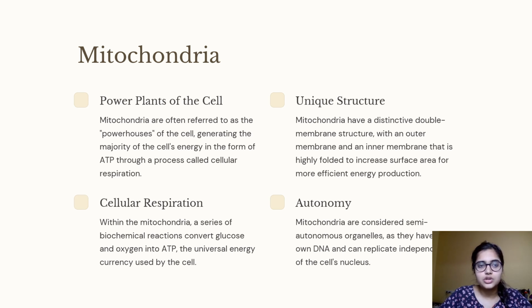Unique structure: mitochondria have a distinctive double membrane structure with an outer membrane and an inner membrane that is highly folded to increase surface area for more efficient energy production. Autonomy: mitochondria are considered semi-autonomous organelles as they have their own DNA and can replicate independently of the cell's nucleus.